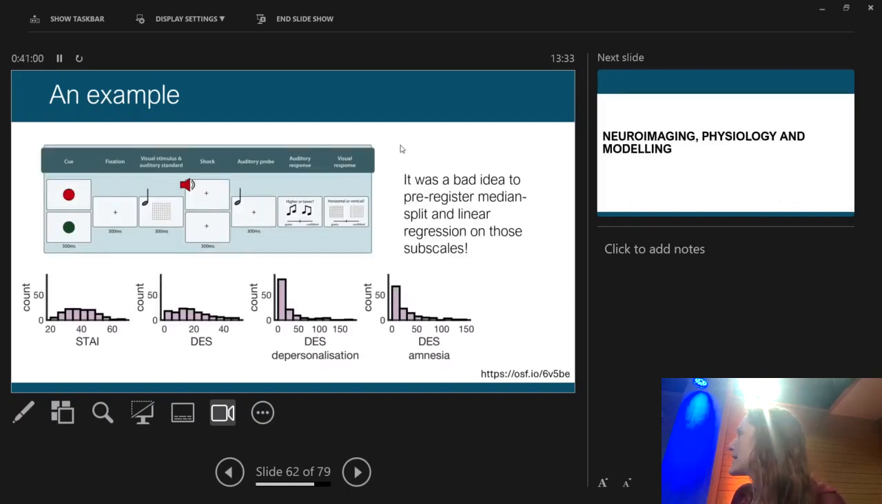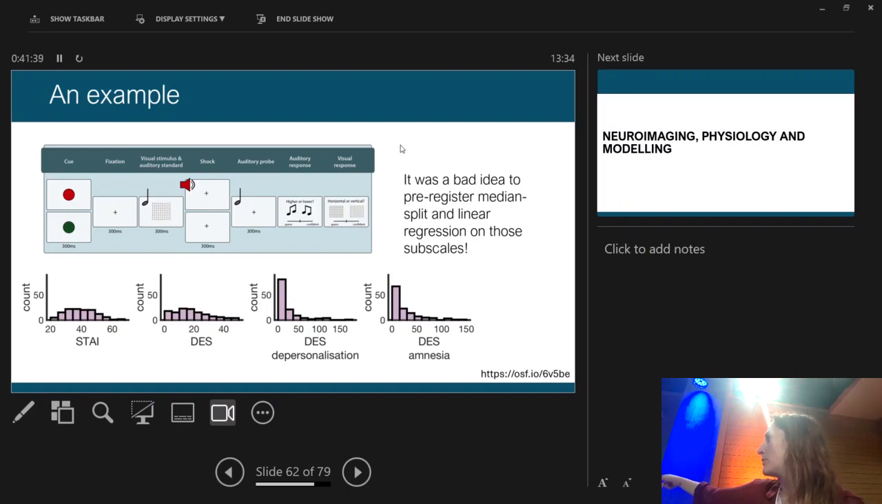So this is data I collected online. I was interested in this dissociative experiences scale questionnaire, and there were these subscales, one on depersonalization and one on amnesia. What I had looked up before writing the pre-registration was the distribution of the overall questions, which is kind of okay, right? This is this DES. That's kind of okay, and I pre-registered I would do a median split, compare highs and lows, and do linear regression.